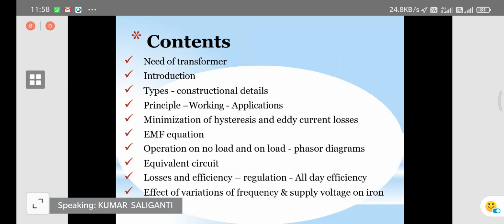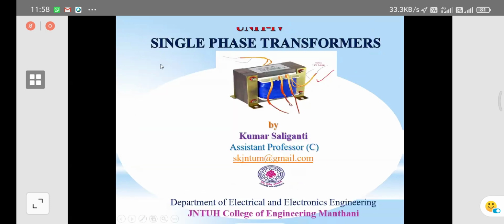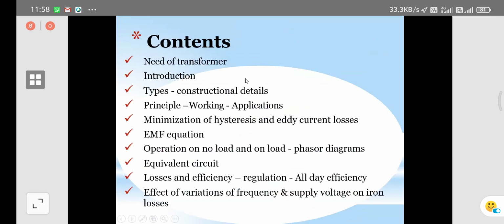So first of all, the need of transformer. What is the need of transformer here? Anybody in the class? What is the main purpose of transformer? Please let me know the need of transformer first of all. Later I will discuss with you. Please anyone, what is the need of transformer? What is the purpose of transformer?